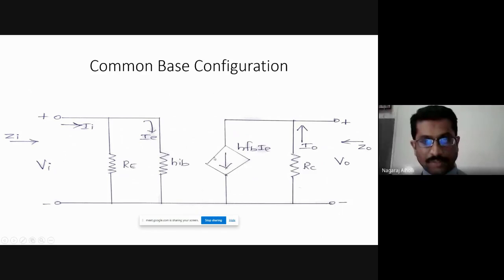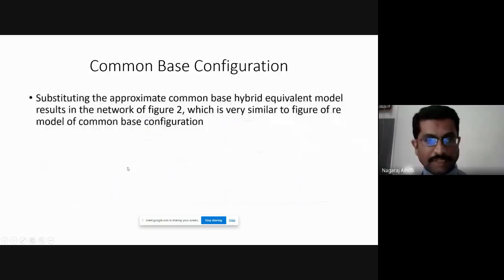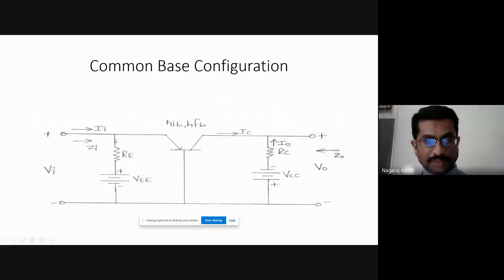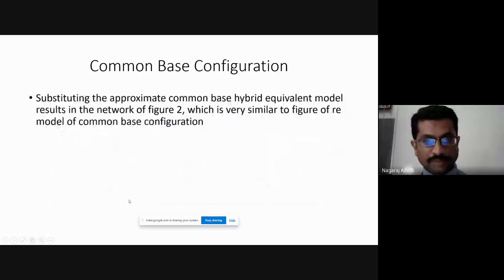Therefore, this is nothing but alpha IE. For common emitter and common collector configurations we have beta, whereas for common base configuration we have the current gain as alpha. This is alpha IE or HFB IE. And this resistance Re is the emitter resistance, connected between the emitter terminal and the base terminal, as shown here.